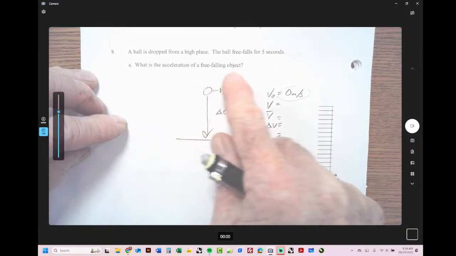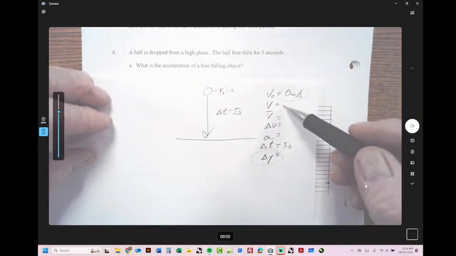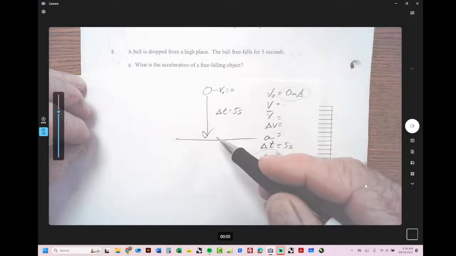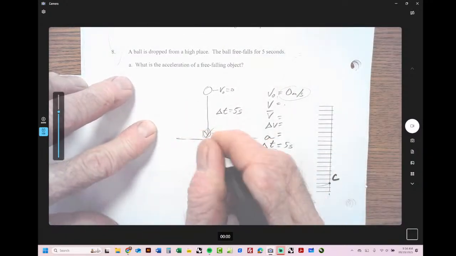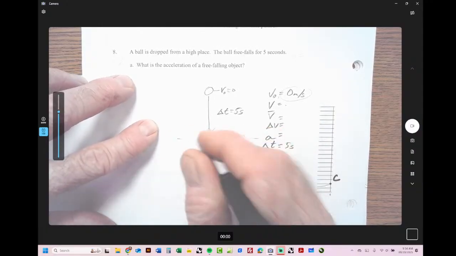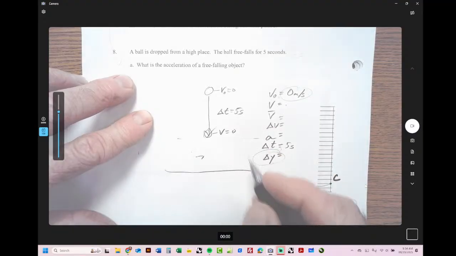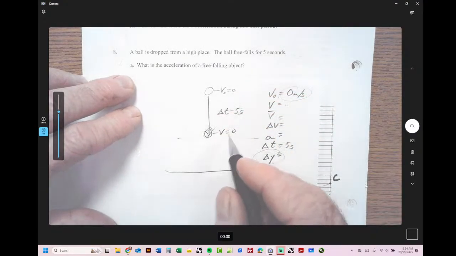If this is asking about something dropped from a high place, then it starts at 0. Do we know the final velocity? No, because it's gonna. Well, let's get rid of the ground, because that confuses people. Do we know the velocity here? I'll put the ground there. So it falls for 5 seconds from there to there. Do we know this? Oops, sorry.